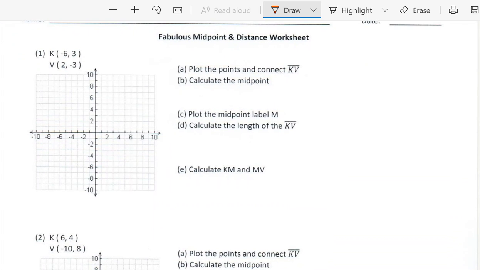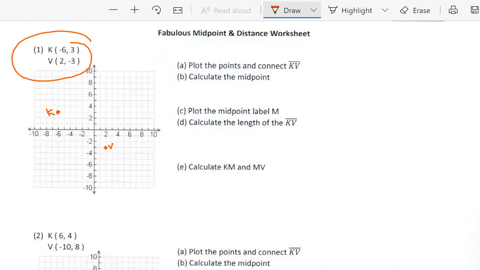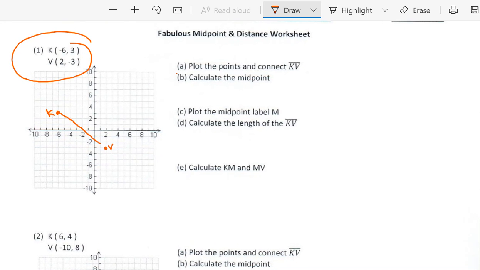So for number 1, it says to plot the points and connect KV. So here are points up here for KV. And let's plot them. So we have negative 6, positive 3, and we have 2, negative 3. Let's connect those. Now, so that's the first thing, A. A is done. It says to calculate the midpoint.